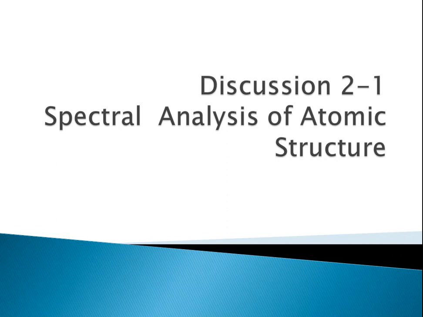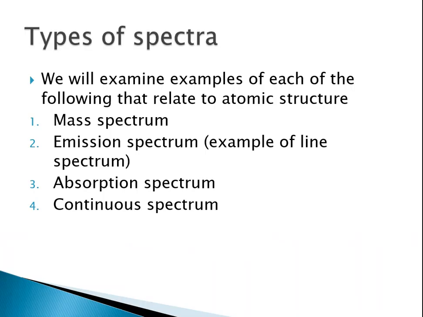All right, kids, it's time for discussion 2.1, spectral analysis of atomic structure. Basically what this discussion is all about is the modern evidence we have for the structure of atoms. So we're going to look at 4 different spectra. Spectra, of course, is just the plural version of the word spectrum. So we're going to look at mass spec, emission spectrum, absorption, and continuous spectrum. All right, we'll look at it all at once.